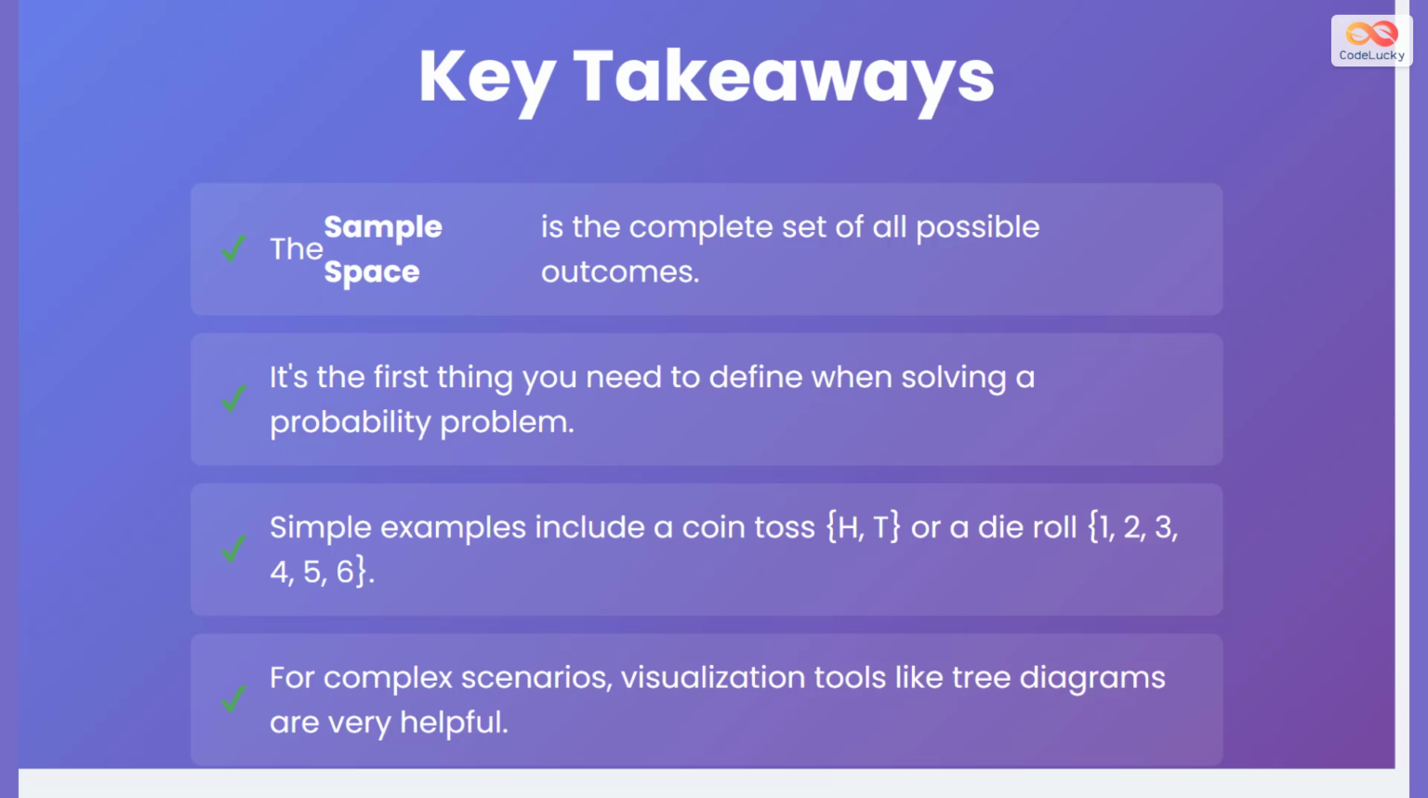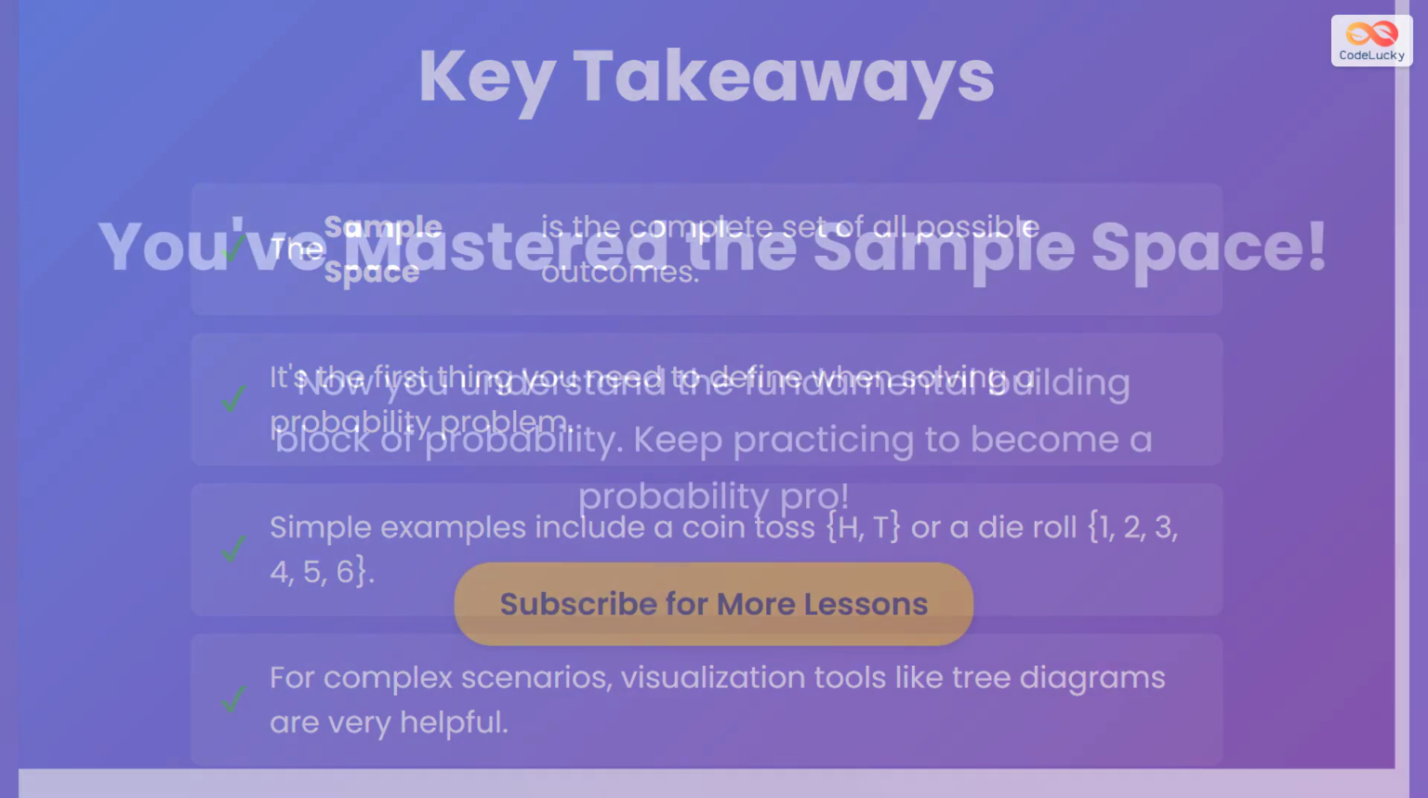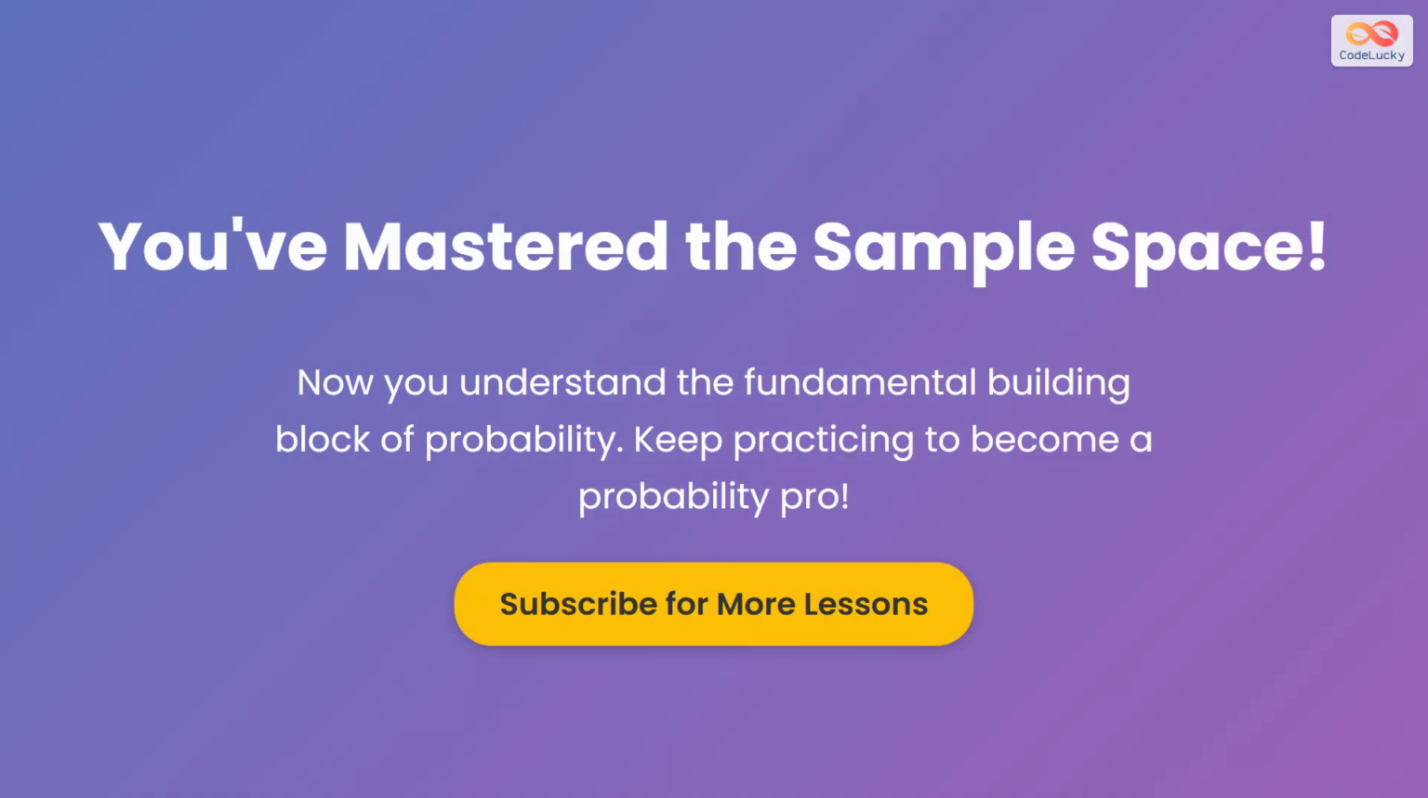Let's quickly review. The sample space is the complete set of all possible outcomes. It is the very first thing you need to figure out when you're solving a probability problem. For simple experiments like a coin toss or a die roll, it's easy to list. For more complex scenarios, using a tool like a tree diagram can be extremely helpful. And that's it. You now understand the sample space, which is the fundamental building block of probability. Keep practicing with different examples, and you'll be a probability expert in no time.